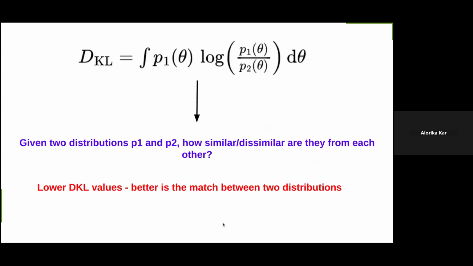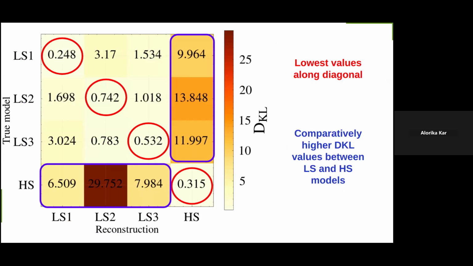So for that, we use the Kullback-Leibler divergence, where we check how similar two models are by calculating this D_KL. So if you have two distributions, how close are they? A lower D_KL value will tell you that they are very similar. And if you have a higher D_KL value, they are much different. And this is the final plot.